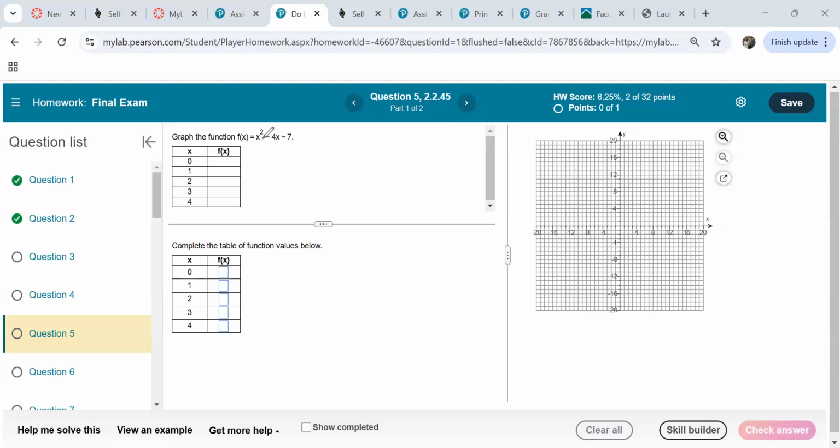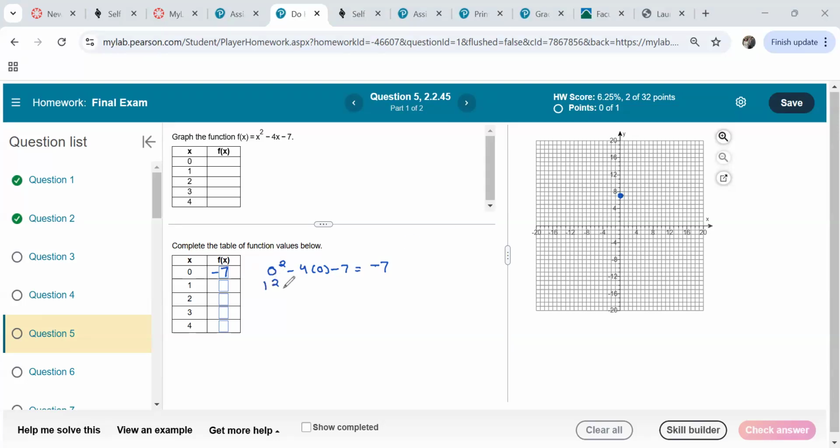So my equation is x squared minus 4x minus 7. We just want to figure out what our function values are going to be. So if x is 0, I'm going to have 0 squared minus 4 times 0 minus 7, which leaves me with minus 7. Which is that point right there.